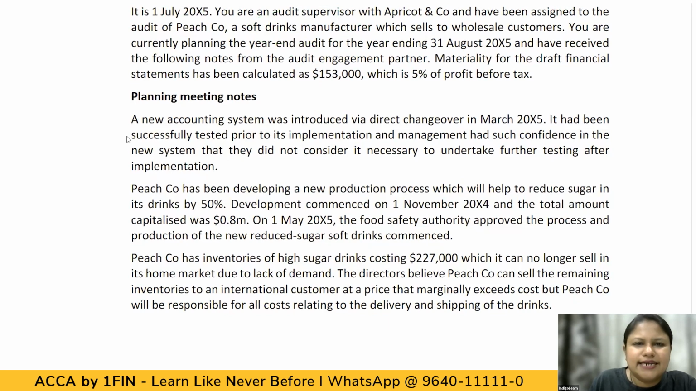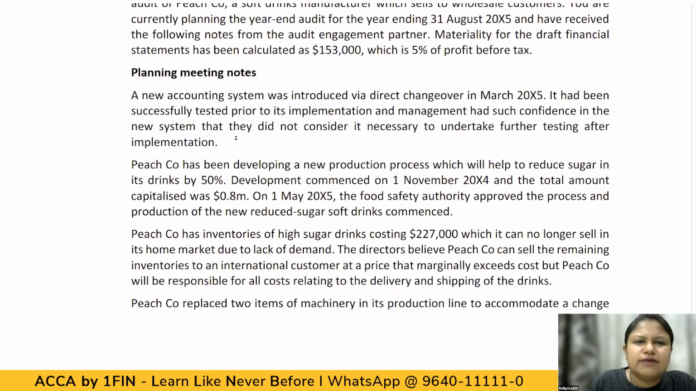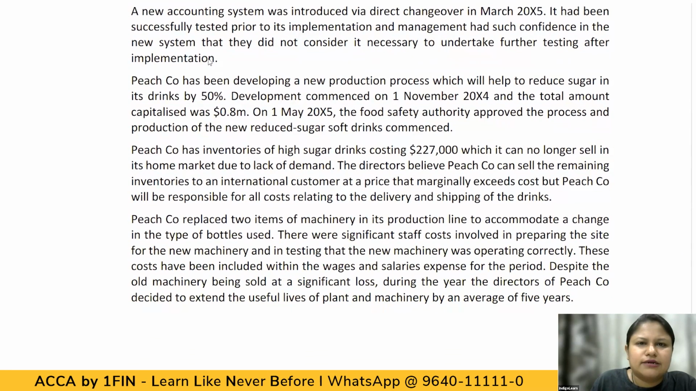Now you are planning the entire process and the notes have come to you from the engagement partner. So what are the notes talking about? A new accounting system was introduced via direct changeover in March 2015. It has been successfully tested prior to its implementation, and the management has such confidence in the new system that they did not consider it necessary to undertake further testing. Look at this. They have not considered it important to test it again. Further testing for implementation they have not done. One of the main risks.